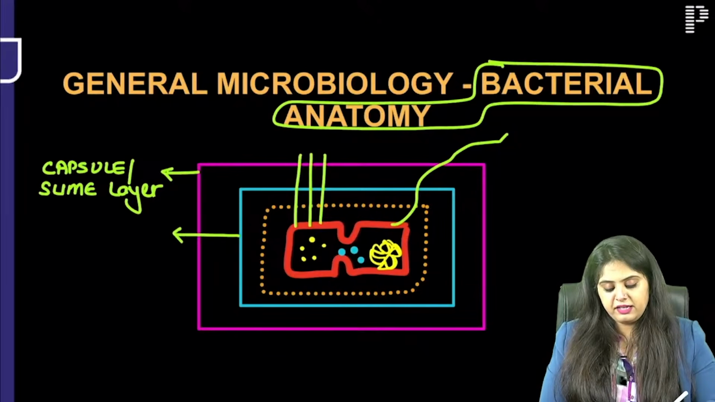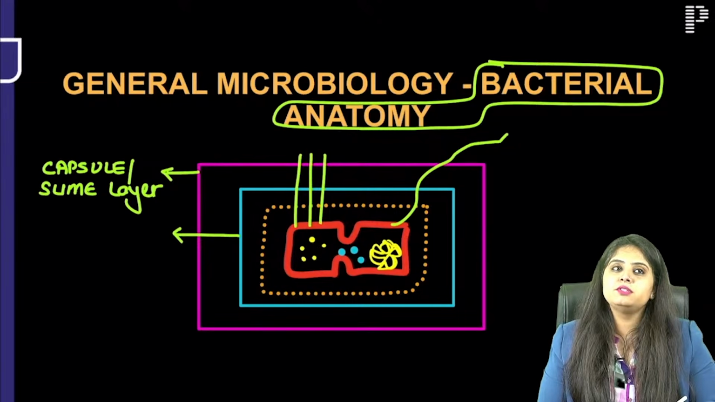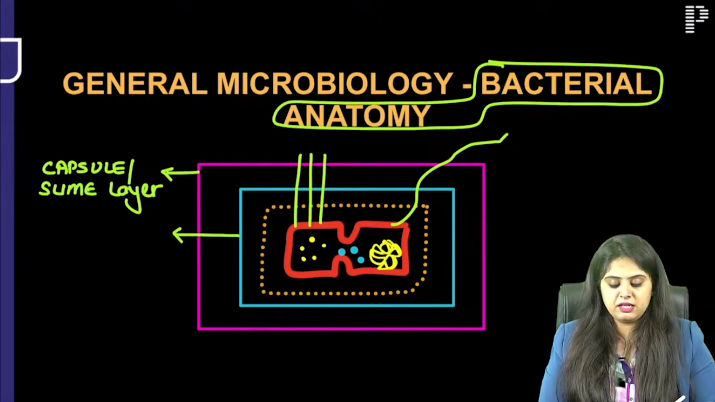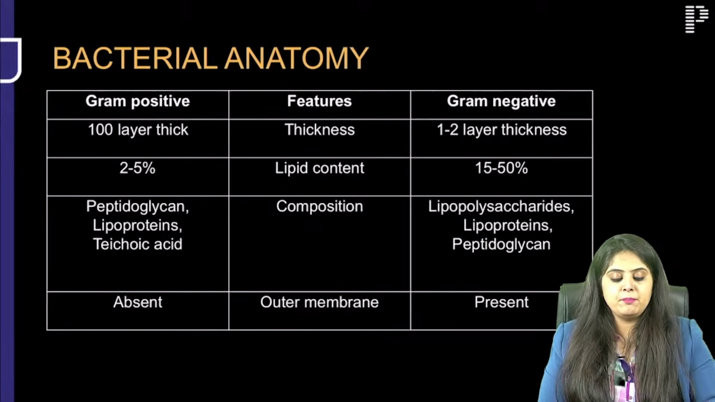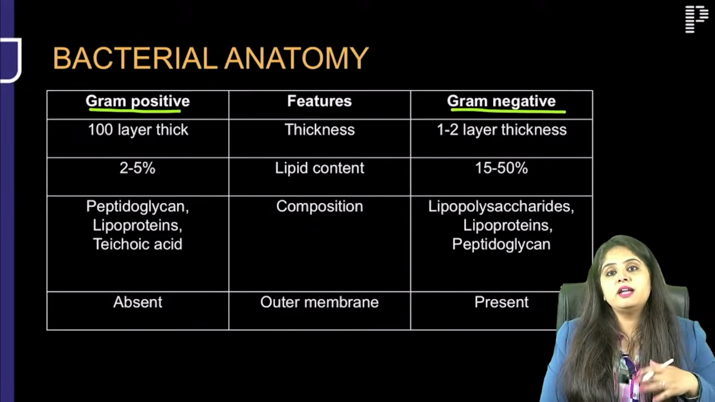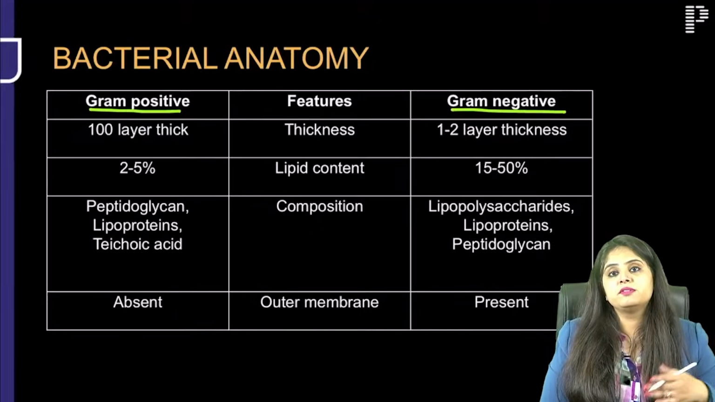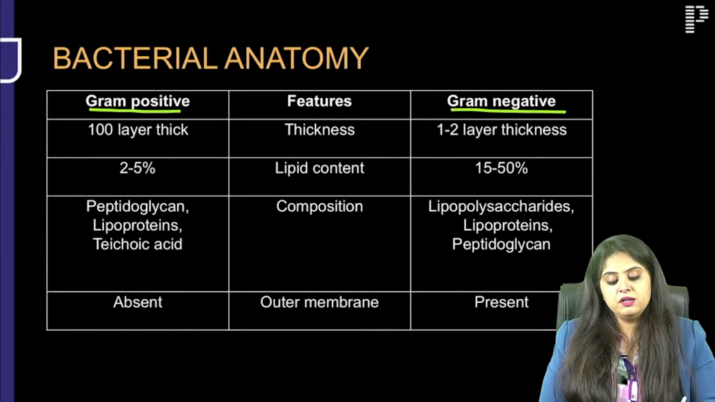Now when I say cell wall, did you wonder when I was teaching you gram staining in the last class, I always used to tell you gram positive bacteria and gram negative bacteria. Did you wonder why do some bacteria become gram positive and some bacteria become gram negative? Because they have a cell wall which is gram positive and gram negative.